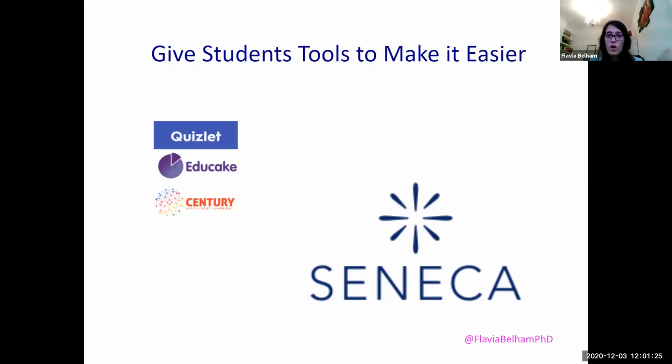So Seneca does all of those good strategies for free to your students, and at the same time saves you hours on marking, and it gives you even more detailed, important information about your students, so you can be an even better teacher. You're already amazing, but you can be even better because you're going to have the data and the information to make those decisions.